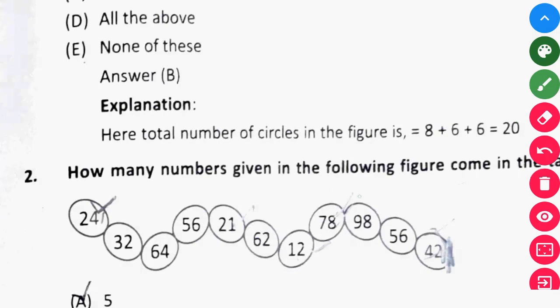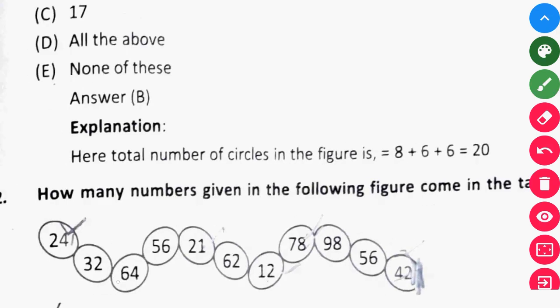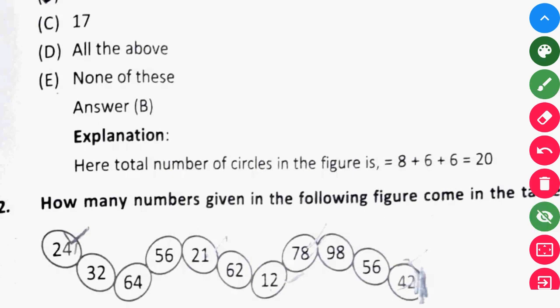Now, how many numbers in the following figure come in the table of 3? Now see, there are some numbers which are in the table of 3, and you have to calculate those numbers. So see 24, does it come in the table of 3? Yes, 3 8s are 24. So this is one number which comes in the table of 3. 32 will not come in the table of 3 because 3 10s are 30 and 3 11s are 33. So 32 will not come.